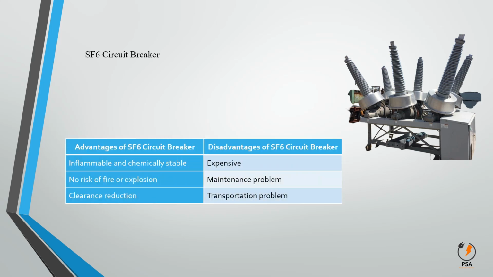The benefit of SF6 gas is that it is non-flammable and chemically stable. It has no harmful decomposition products, so there is no risk of fire or explosion. Due to the high dielectric strength of SF6, the electrical clearance is greatly reduced. These are expensive due to the high cost of the SF6. Internal parts in a clean and dry environment require cleaning during periodic maintenance. For transportation, a special facility is required, and it requires maintenance of gas quality.